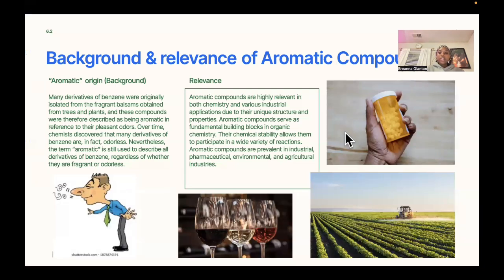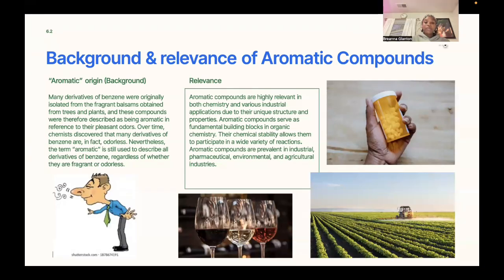All right. So now we have the background and relevance of aromatic compounds. First we're going to talk about the background of aromatic compounds and the origin of them being called aromatic. Many derivatives of benzene were originally isolated from the fragrant balsams obtained from trees and plants, and these compounds were therefore described as being aromatic in reference to their pleasant odors.